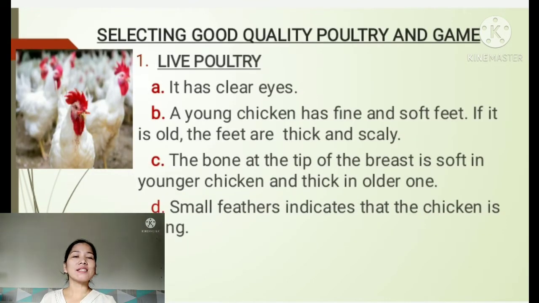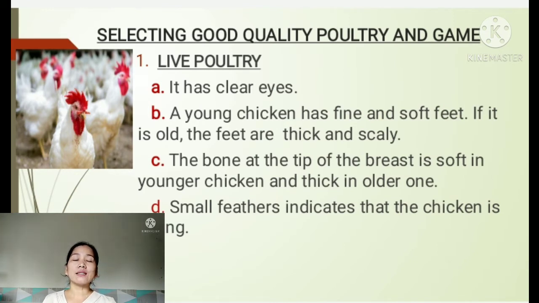Okay, let us discuss now selecting good quality poultry and game. So, paano ba tayo bibili ng magandang uri ng poultry at saka ng game? So, mayroon siyang iba't ibang characteristics. So, first, yung tinatawag nating live poultry. Bibilhin natin sila ay buhay. Okay, kapag bibili tayo ng buhay na poultry and game, dapat meron ito ng sumusunod na mga characteristics.